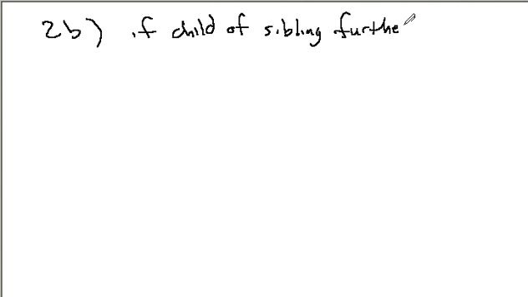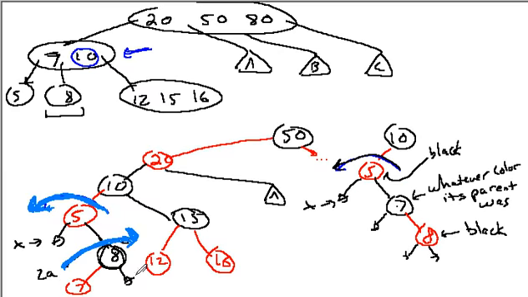if the child of sibling furthest from X is red, then we don't care about the nearer child. That could be red too or black, and that's what we're saying here. We're saying if this had been red to begin with, we don't really care what this is. If it was red or black, everything would still be okay. But if this is black, we're leaving no nodes once we do the rotation. Now that it's red, we will be leaving enough nodes when we do the rotation. Let's go ahead and do this rotation.